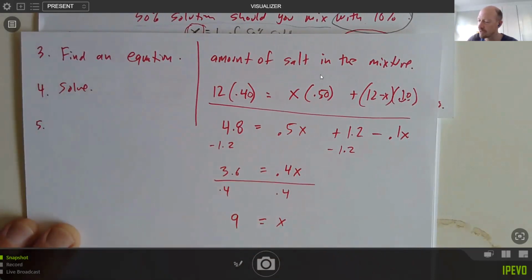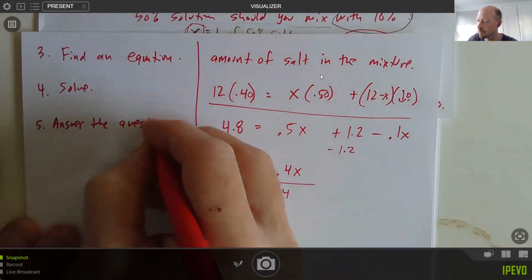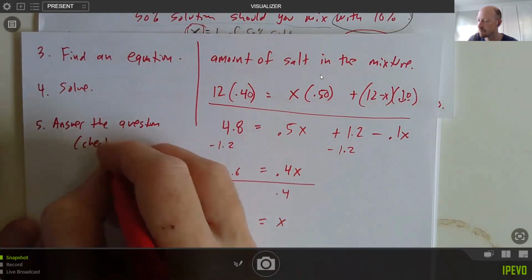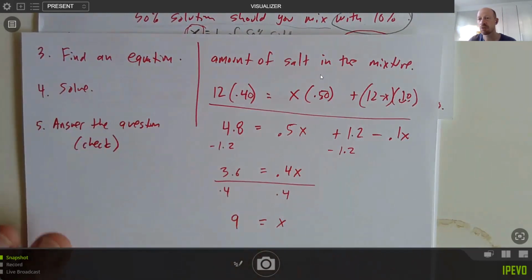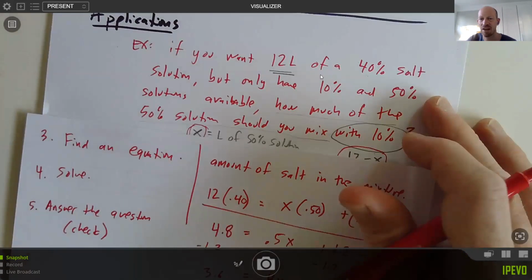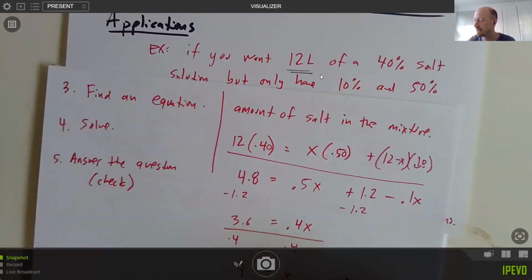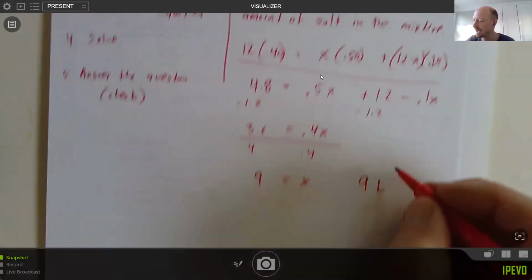And that leads us to our 5th step, which is make sure that we answer the question. And I'll combine that. I'll say check. So you don't stop and say 9. You want to go back and make sure that you really answered what the question said. And you want to check and say, is that answer reasonable? Is that possible? So I always go back to the problem and I say, okay, well, the question was asking how much of the 50% solution should we mix? And X was that amount. So that tells me that my answer should be, oops, I wrote it on there, 9 liters.